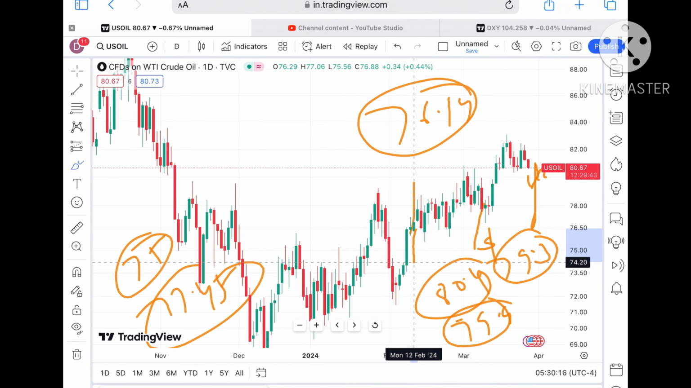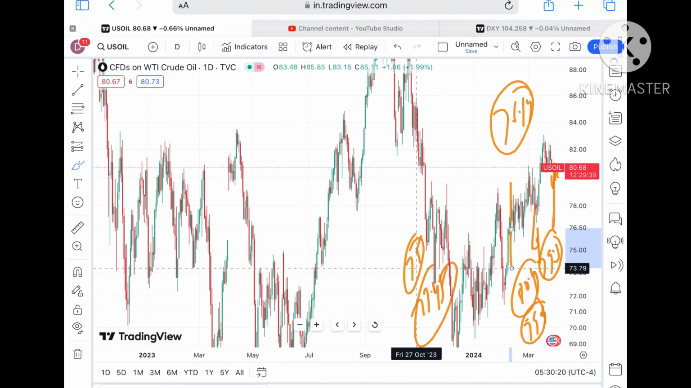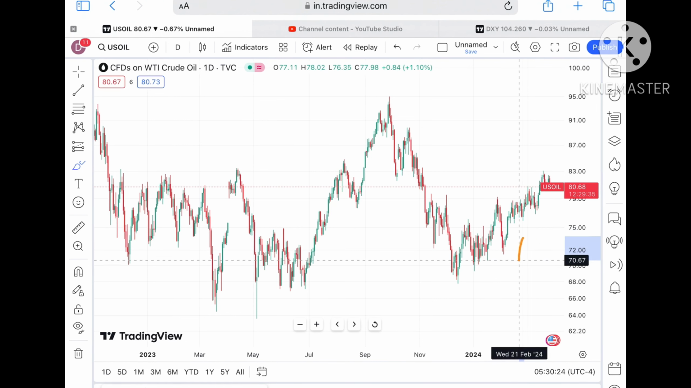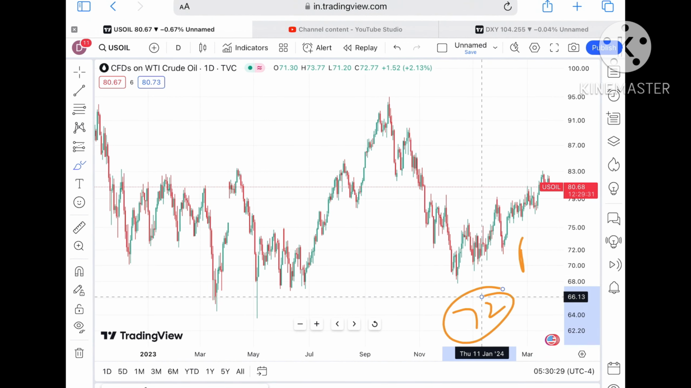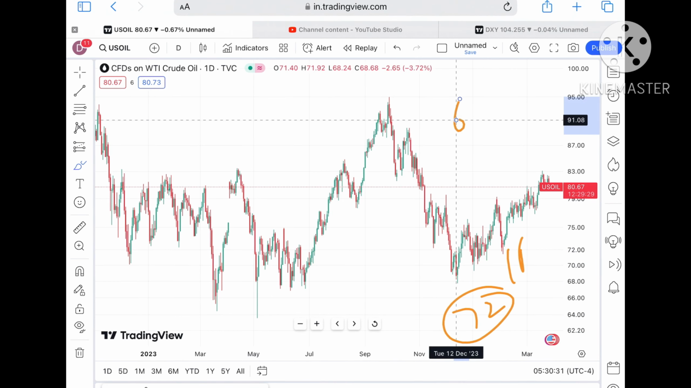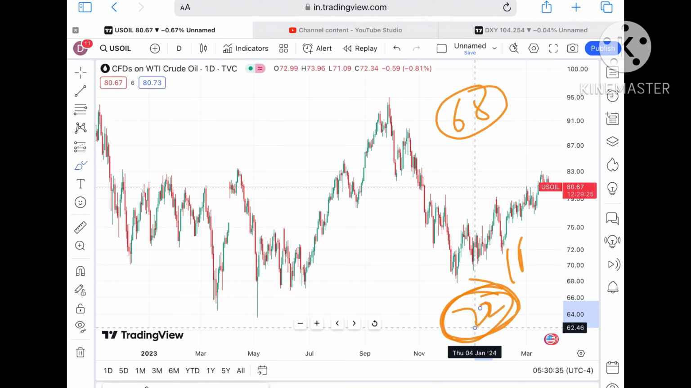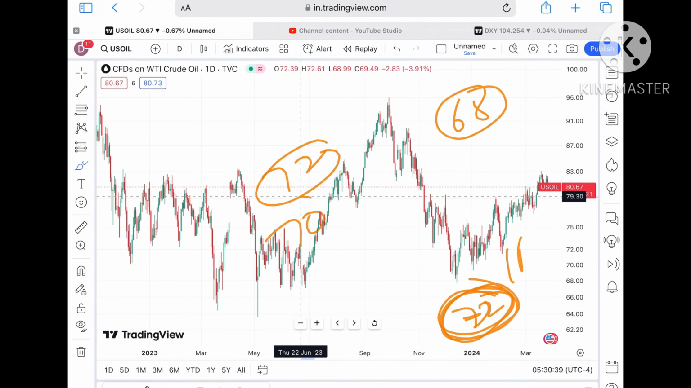Suppose if the price started falling below that level, a chance of touching a level of 75 will be there, and from there a further fall we can see towards a level of 73.79. Chances can be very high that if the price keeps moving below a level of 73.79, a further downfall we can see towards a level of $72. And from there a level of around $68 we can see if the price started falling below $72.